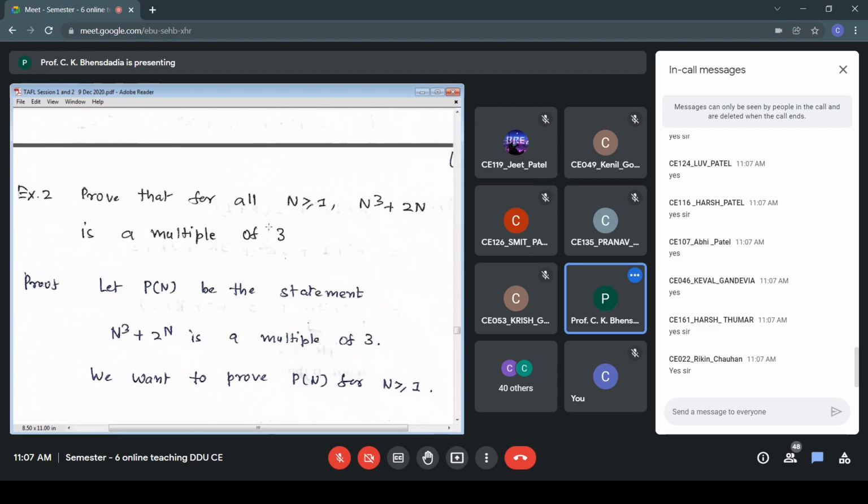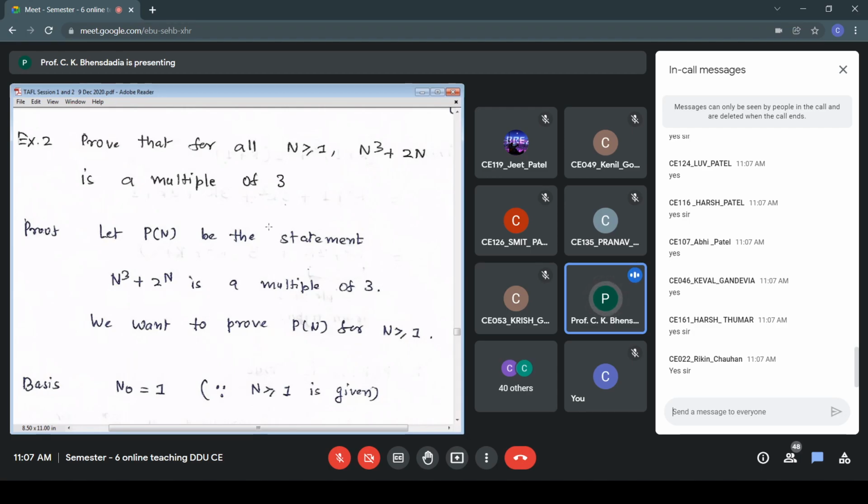Now, there are 3 components as seen in the last example. There is basis, hypothesis, and induction statement. We prove for the initial value, that is called basis. If P of k, then P of k plus 1. So that P of k, that assumption, is called hypothesis. And then P of k plus 1, that is the induction statement. So we need to prove the basis. We need to prove the induction statement.